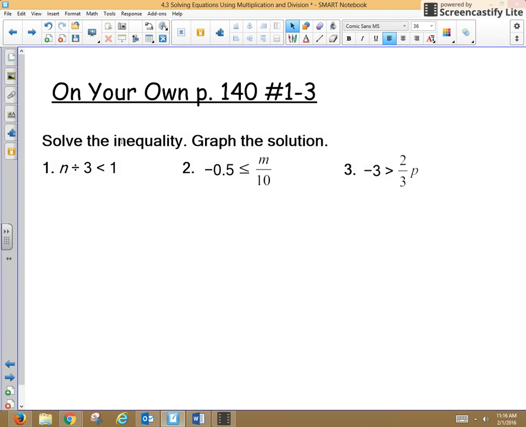Now I would like you to solve these inequalities, and then I would like you to graph the solution. Remember, to isolate the variable, you have to multiply if it's being divided. So keep that in mind.